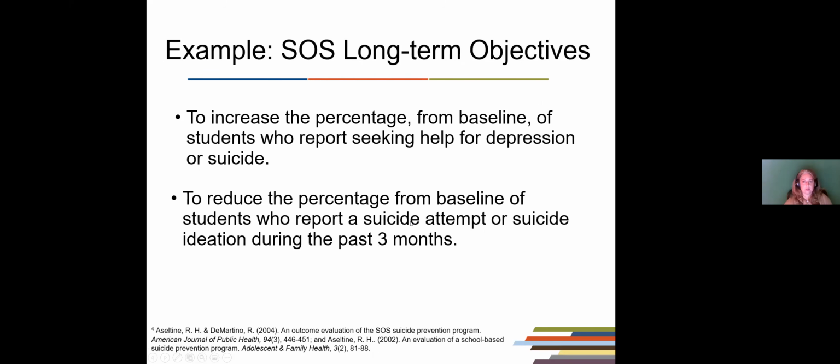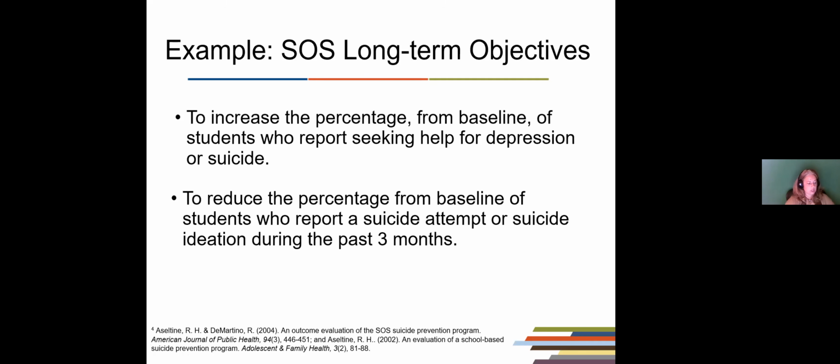And then we get to our long-term objectives. Our long-term objectives are going to be more tied to those actual overall things we want to see happen that take a lot more time. So our short term is what's going to get to the long term. For SOS, we have 2 long-term objectives. We want to increase from baseline the percentage of students who report seeking help for depression or suicide. And they also want to reduce from baseline the percentage of students who report a suicide attempt or suicidal ideation during the past 3 months.